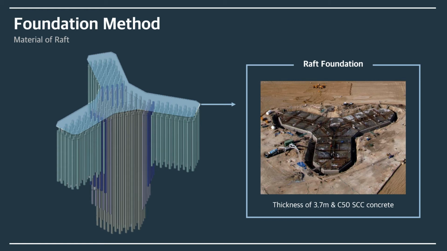The grade of concrete used for the raft is C50, which is self-consolidating concrete, called SCC. The concrete volume used in the raft is 12,500 cubic meters. By using C50, it makes the steel bars and concrete stronger.